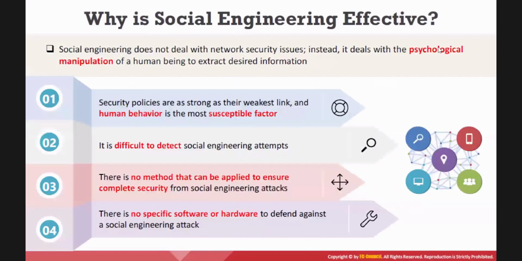And why is social engineering effective? Social engineering does not deal with any network security issues. Instead, it deals with the psychology or manipulation of a human being, or their mind, to extract the desired information. That is why it is very effective. It is not like a system or a computer. It is our normal human working brain. So you can easily deceive the person, and we can easily retrieve the information from them.